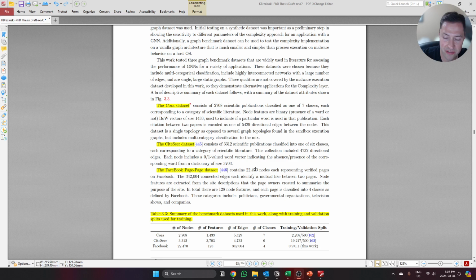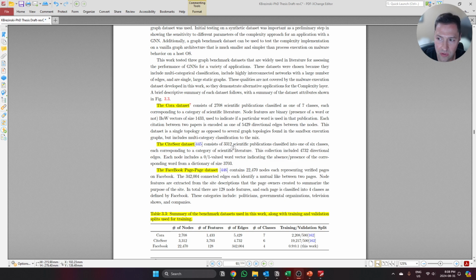We have a much larger size in terms of nodes, over 22,000, each representing verified pages on Facebook. Now we have 340,000 edges, each identifying a mutual like between 2 pages. And node features are extracted from the site descriptions that the page owner creates to summarize the purpose. In total, there are 128 node features, and each page is classified in 4 classes. So we have fewer classes. Here we have the 4 different types. And there's only 128 node features.